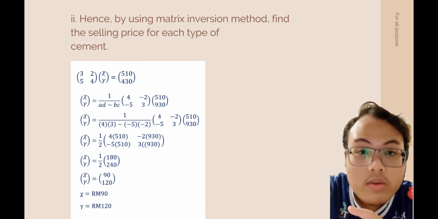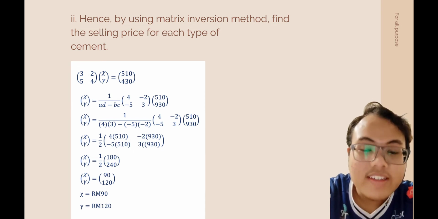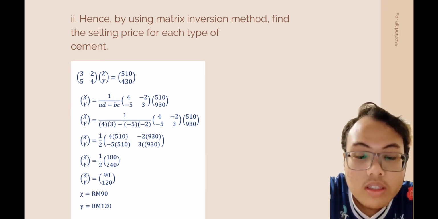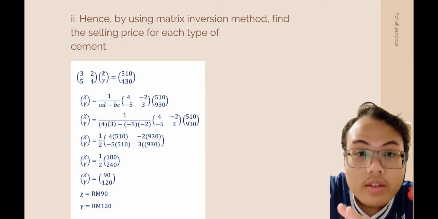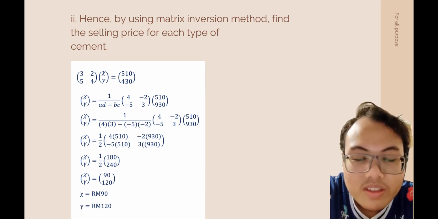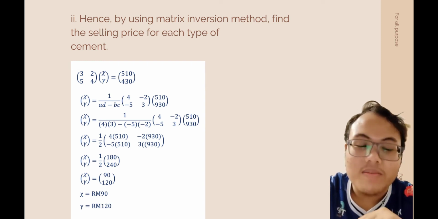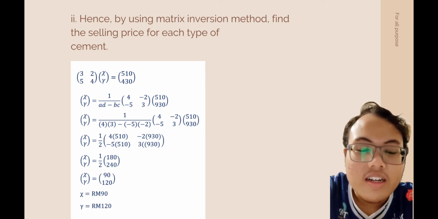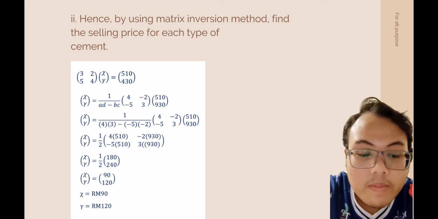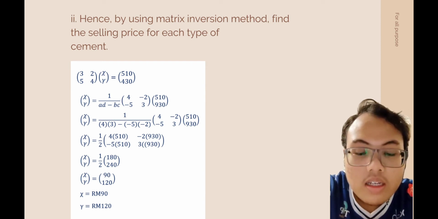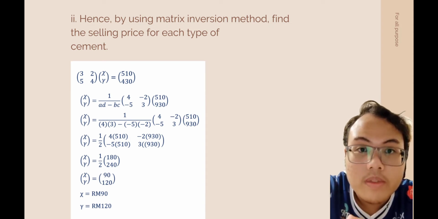So it will be like this: [x y] equals 1 over 4 times 3 minus negative 5 times negative 2, times [3 5, then 2 4] wait, [4 negative 2, negative 5 3] times [510, 930]. Then multiply the numbers in brackets into one, like a row multiplied by the column.